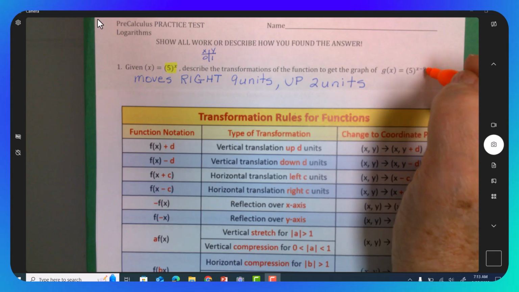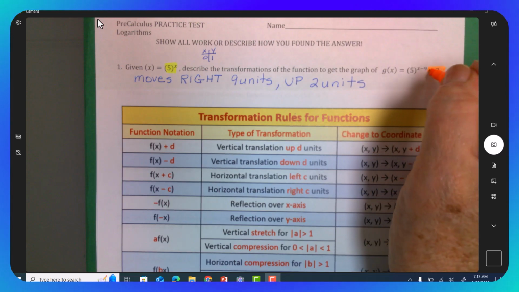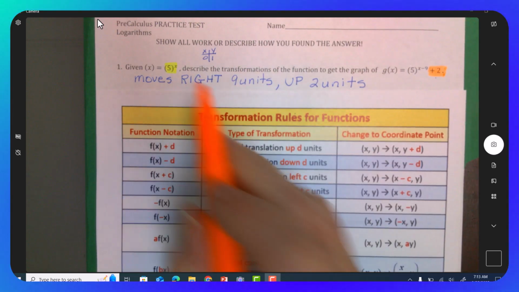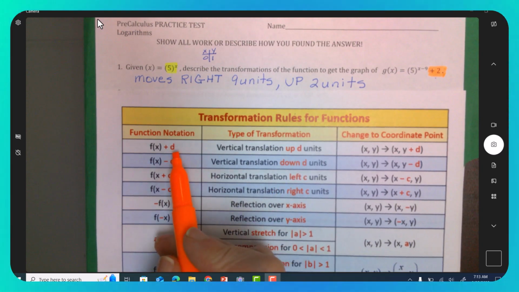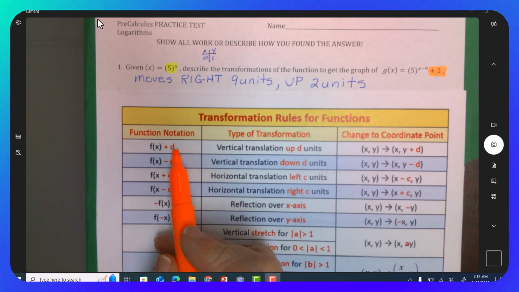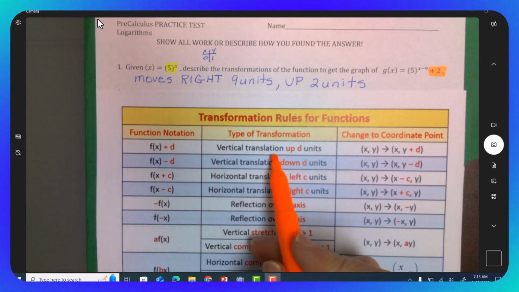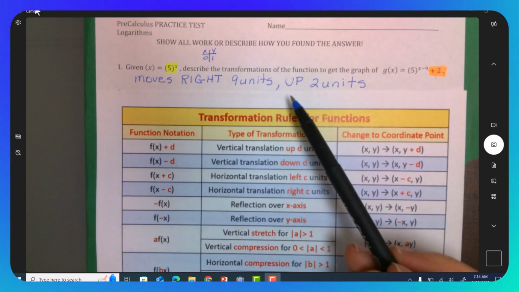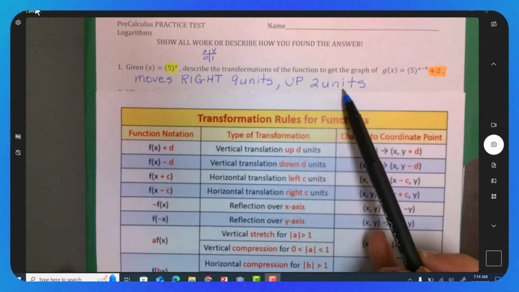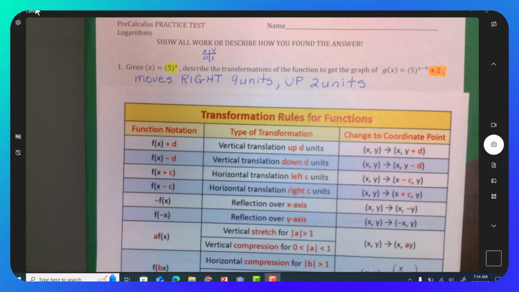Now this is just adding a number at the end of the original function. So let's look at our rules. It's going to be this first one. We're adding a number. That's going to be a vertical translation up d units. So that number is 2. We're going to move it up 2 units. Again, you can graph that in Desmos, and I'll show you what that looks like. Two approaches to this.